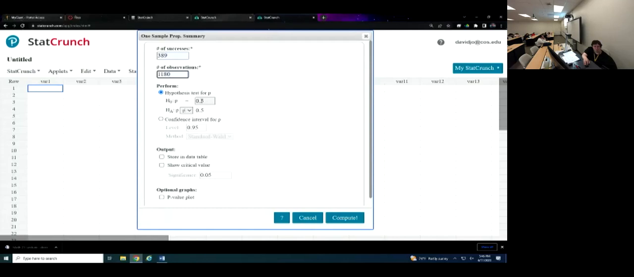All right, so my proportion I'm looking for is 0.40. We change it on the H-naught. Notice when I change it on the H-naught, HA automatically changes to have the right value. The only thing you have to do at this point is make sure you have the right symbol here. We need the less than.